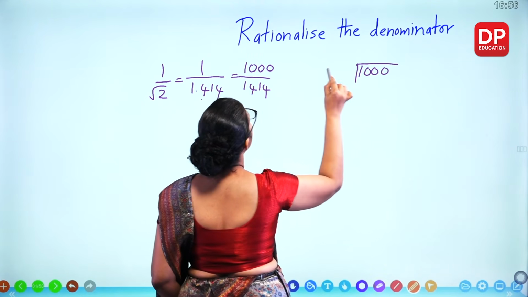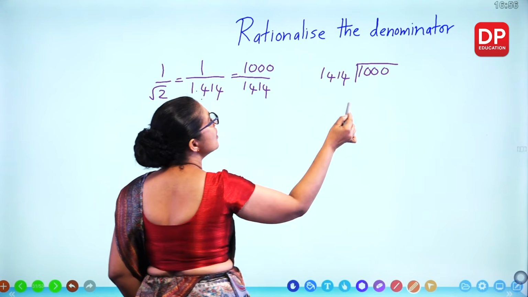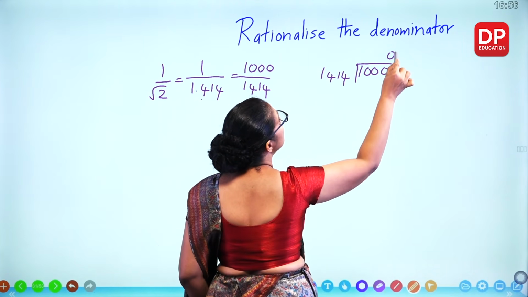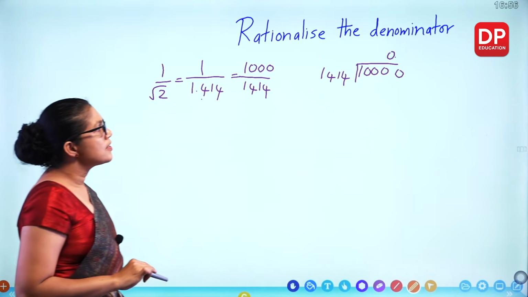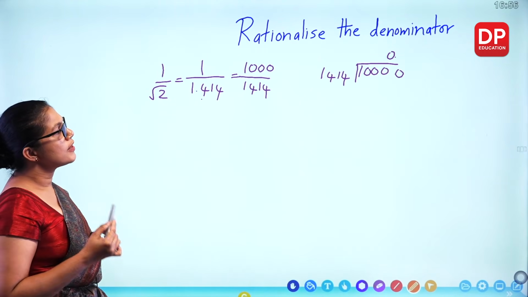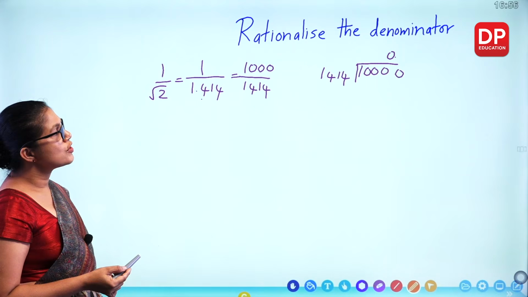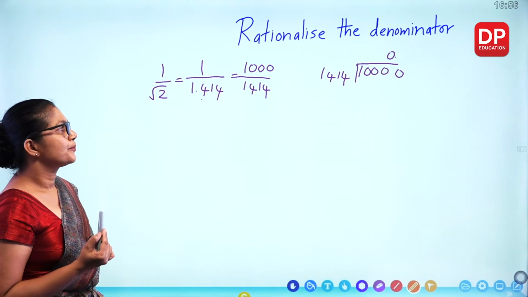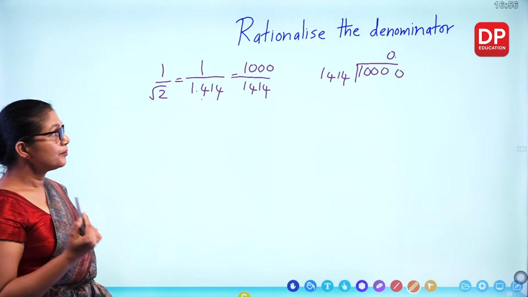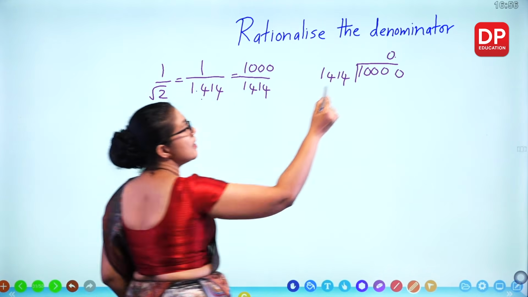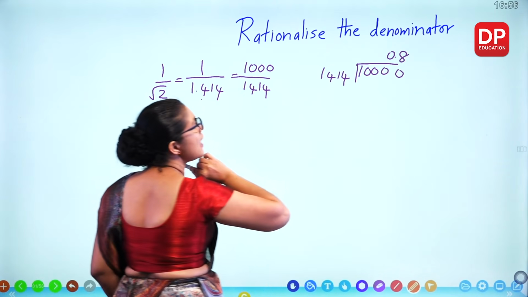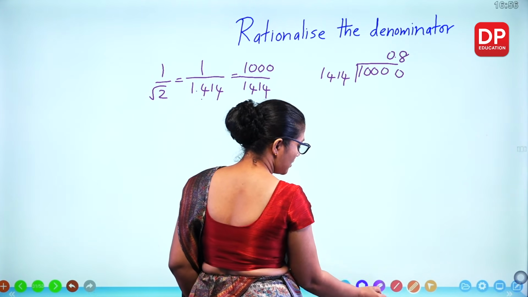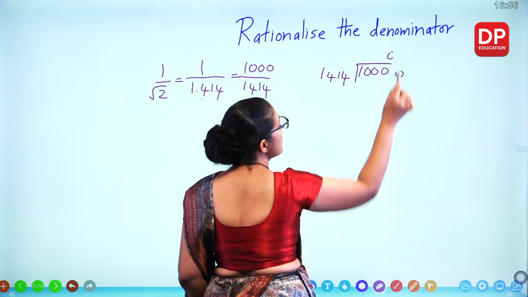What's the answer? 1000 divided by 1414. Nothing for 1000. So how many 1414 for 10,000? If I put 9, that's more than that. If I put 8, it's less than 10,000. So I'll put 8. It's more than that. So I'll put 7.